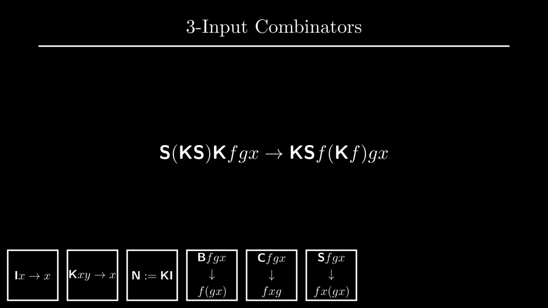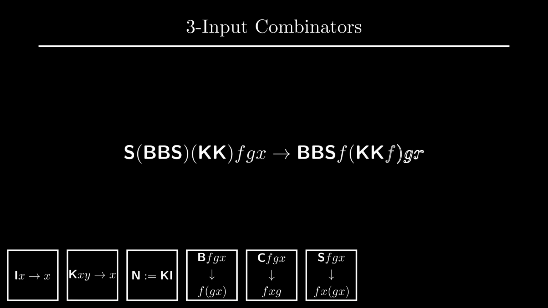SKSK expects three inputs and applies the first input to the application of the second input to the third input. Thus, SKSK is extensionally equal to B. This expression has the same behavior as C, and is thus extensionally equal to it.